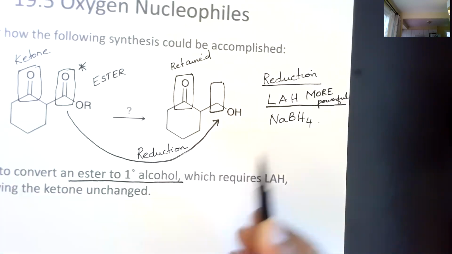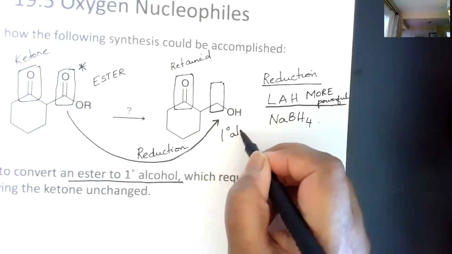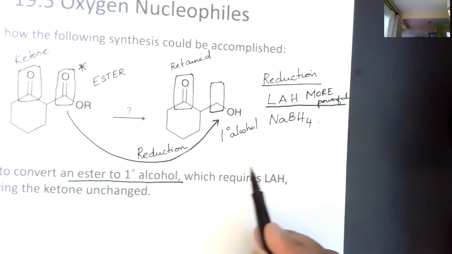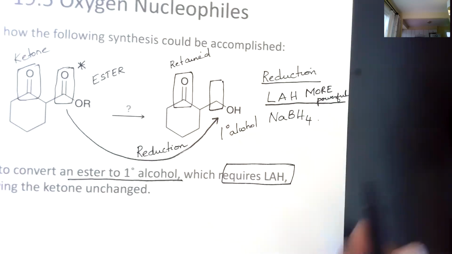Convert an ester to a primary alcohol. We need a more powerful reducing agent, and so we need LAH.